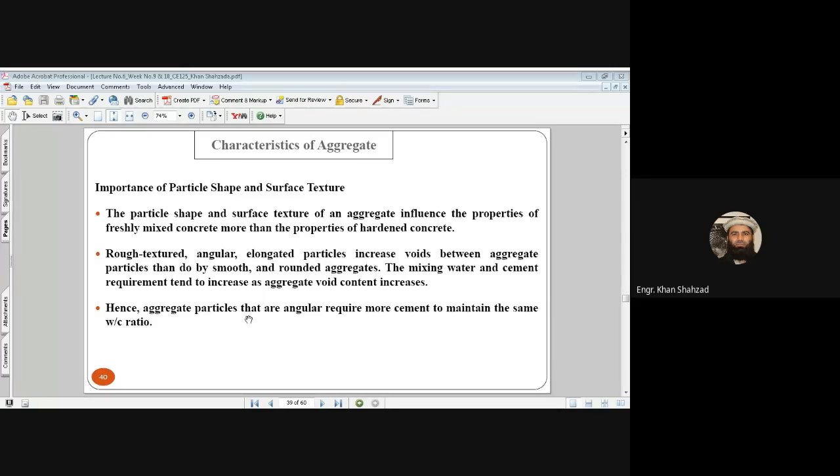Importance of particle shape and surface textures. The particle shape and surface textures of an aggregate influence the properties of freshly mixed concrete more than the properties of hardened concrete. Roughly textured, angular, elongated particles increase the voids between aggregate particles more than smooth and rounded aggregates do.